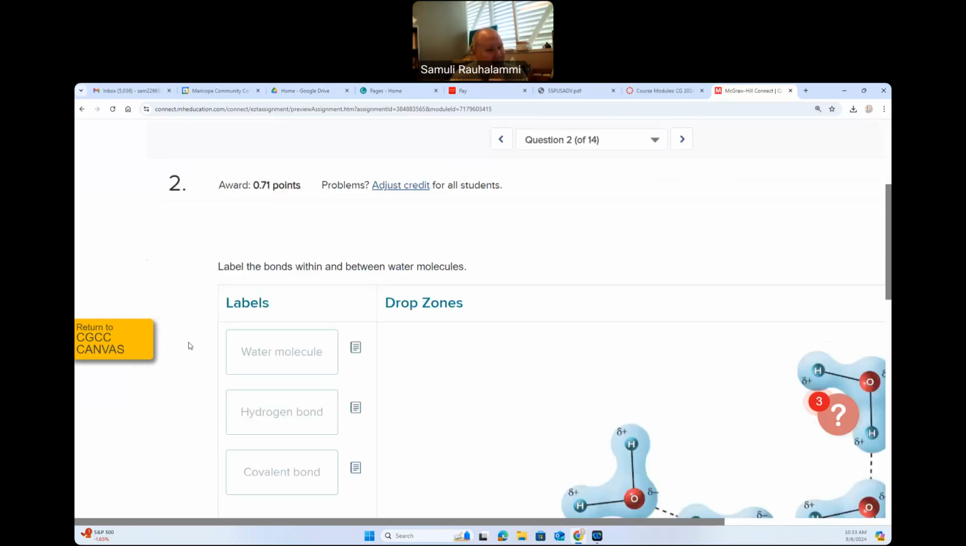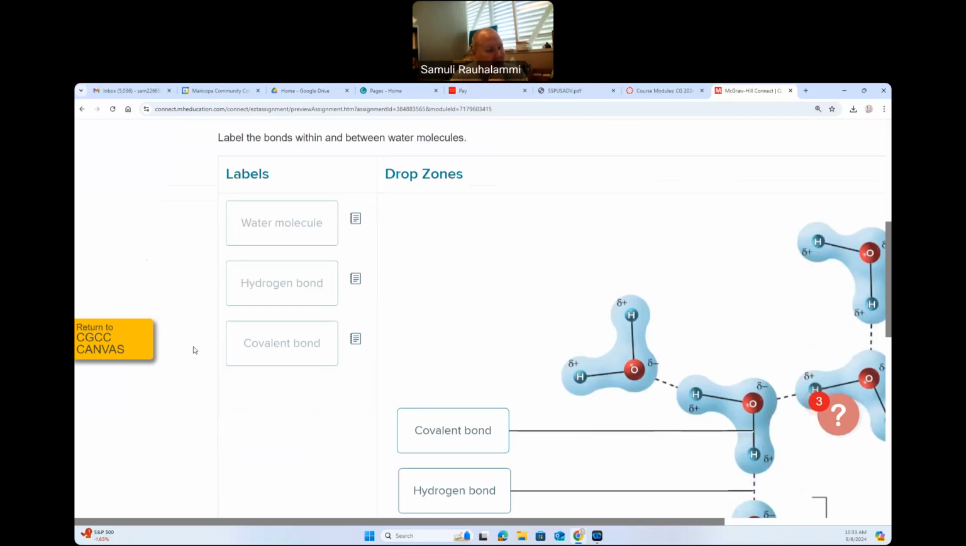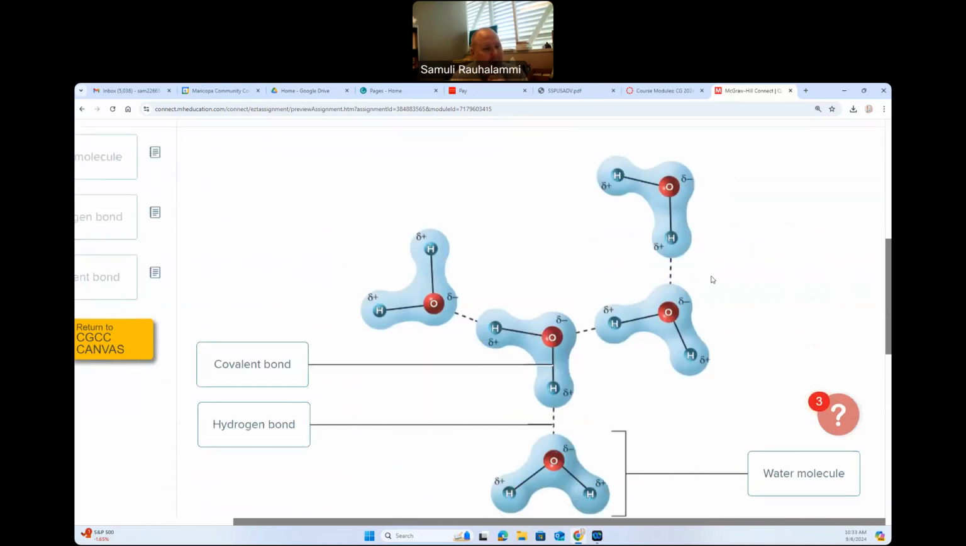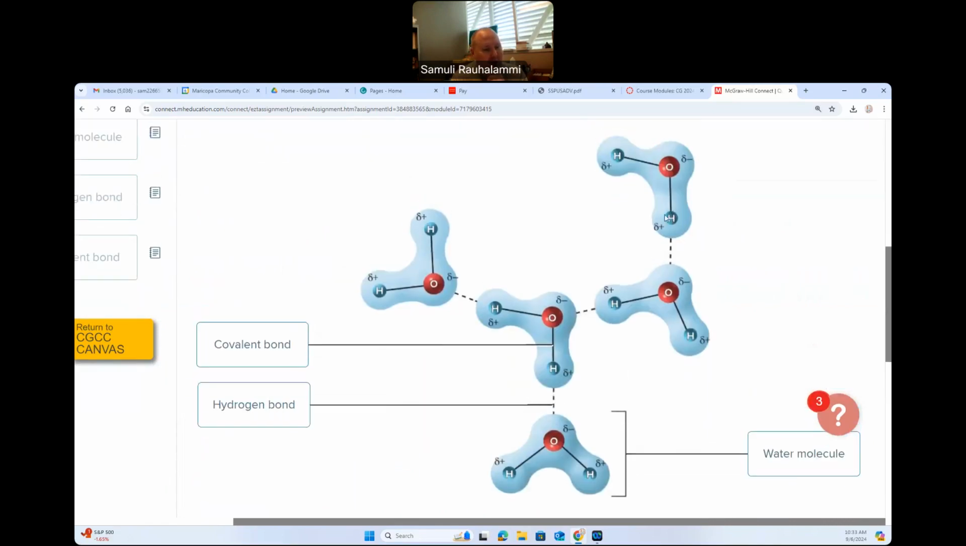Here, what we're seeing on this next question is a drag and drop question, and you are labeling different elements on this image about water molecules. So we're seeing not just one single water molecule, but multiple water molecules interacting with each other. So let's start here at the bottom. We're seeing this molecule made of oxygen and 2 hydrogens, and we're being asked what molecule is it? Well, you would tell that it's a water molecule.